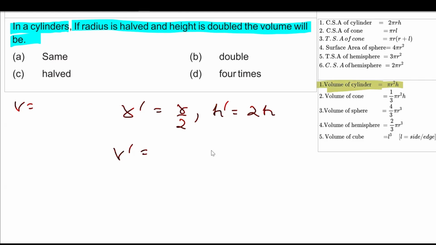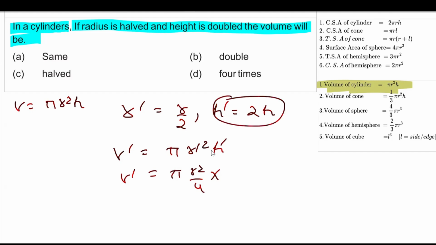What is the formula for finding the volume of a cylinder? This is pi r square h. So the original volume is pi r square h, and then we have to find the new volume, V dash. It should be pi r dash square h dash. Let pi be pi only, and I can replace r square with the square of r over 2, which is r square over 4. And the height, h dash in this case, is 2 times the original height, so it should be 2 times h.